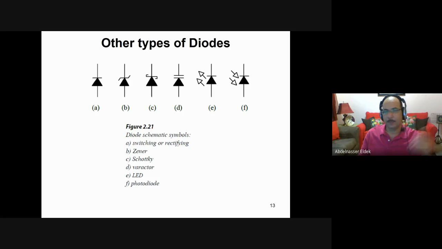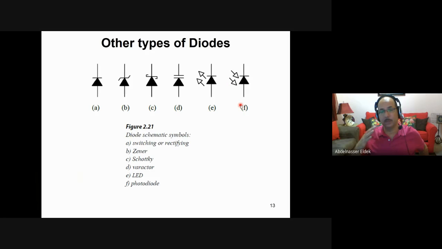Next part of this chapter is about the other types of the diode. We have a lot of diodes. This is a regular one. Another one is called the Zener diode. This is a Zener diode. Schottky diode, also this one here. We have a varactor. We have the LED and the photodiode, which are opposite to each other.